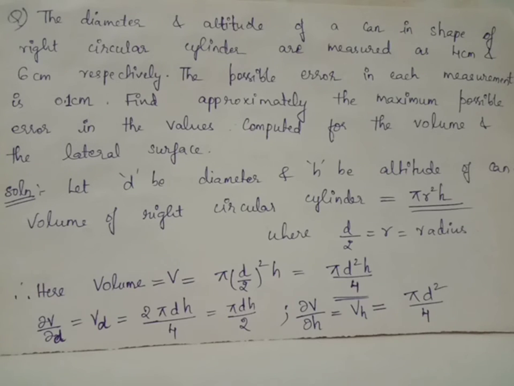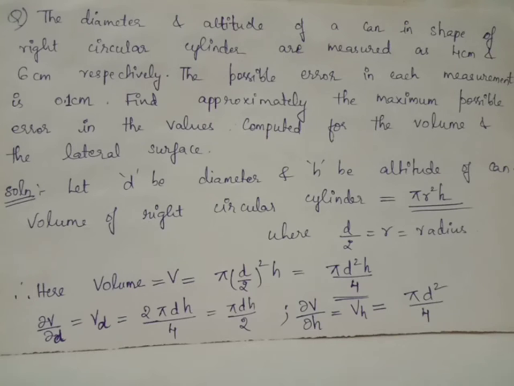The diameter and altitude of a can in the shape of a right circular cylinder are measured as 4 cm and 6 cm respectively. The possible error in measurement of diameter and altitude is 0.1 cm. Find approximately the maximum possible error in values computed for the volume and lateral surface of the right circular can.